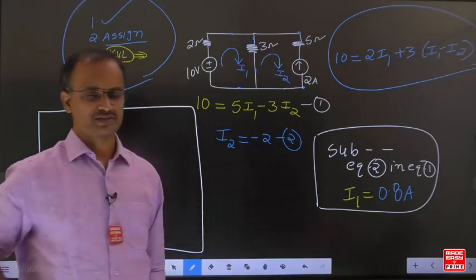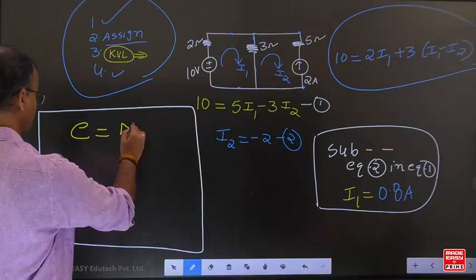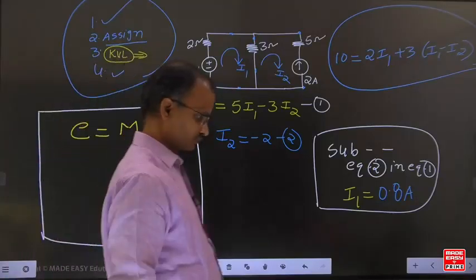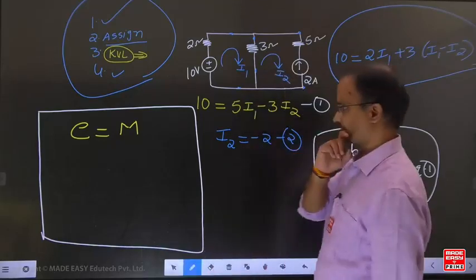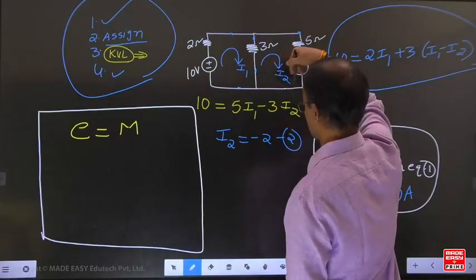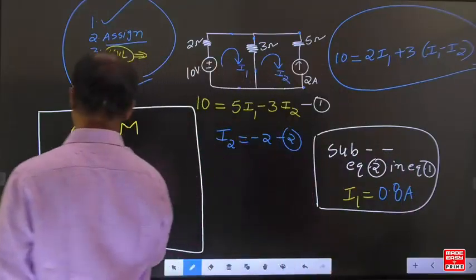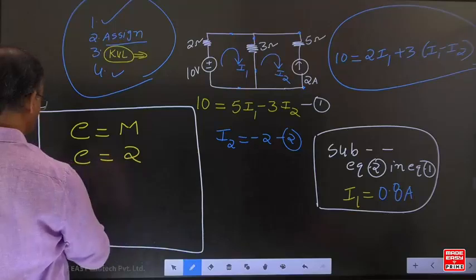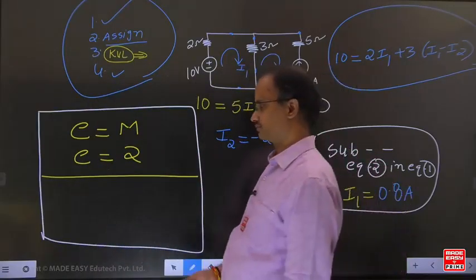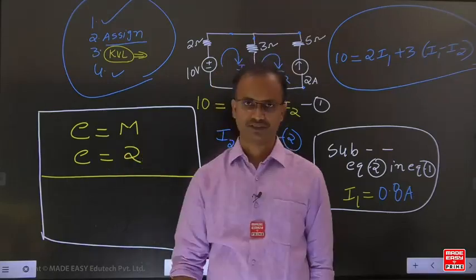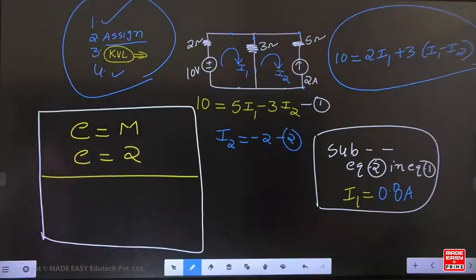Now correspond to mesh analysis, total number of equations equal to total number of meshes. देखिए, in this example how many meshes are there? 2 meshes. Write this one: total number of equations equal to total number of meshes.